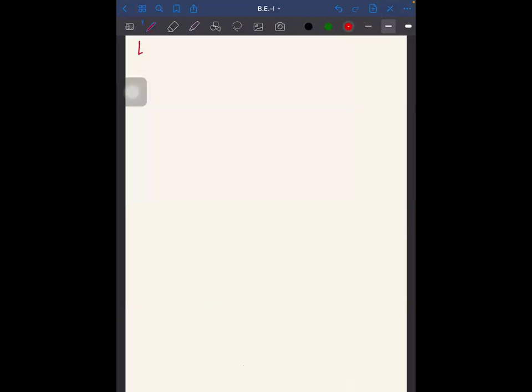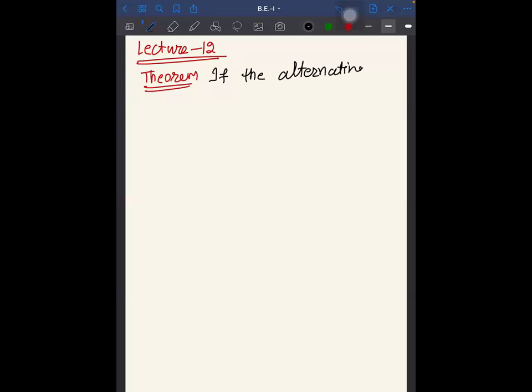Okay, I'm starting with lecture 12, right? So yesterday we have done the alternating series and we have done the proof of that Leibniz theorem. Is what? If the alternating series, which alternating series, which we generally notate summation n runs from 1 to infinity minus 1 raised to power n plus 1 un, right?